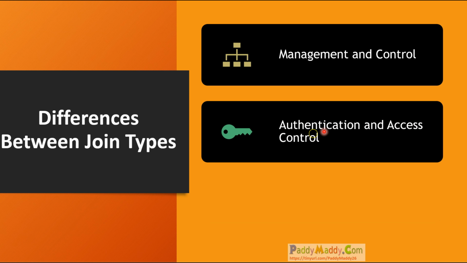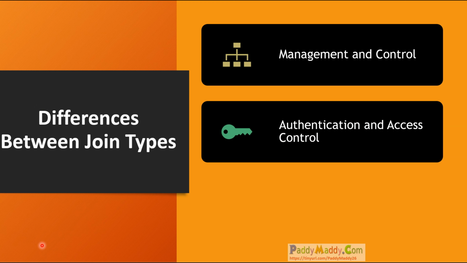And the next thing would be the authentication and access control point of view. Microsoft Entra joined and hybrid joined devices offer more advanced authentication capabilities compared with Microsoft Entra registered devices. These devices support features like single sign-on and conditional access policies, so that we can have more granular control over the resources that are going to be accessed by these devices, based on different parameters or different scenarios.